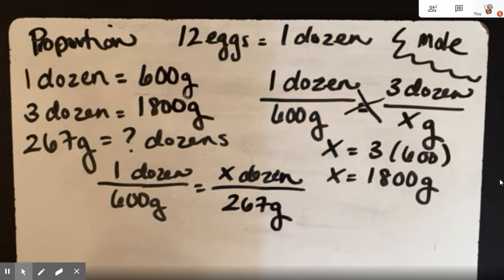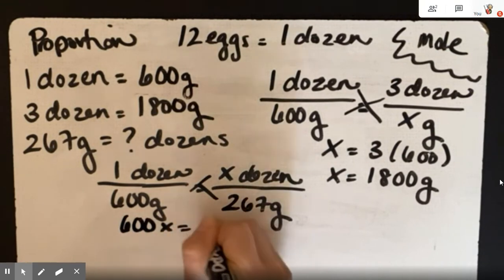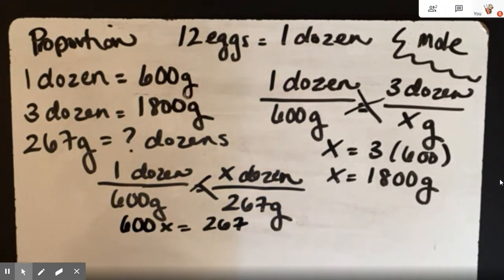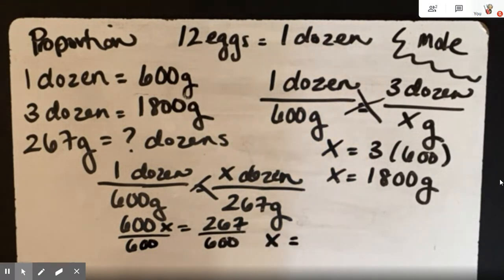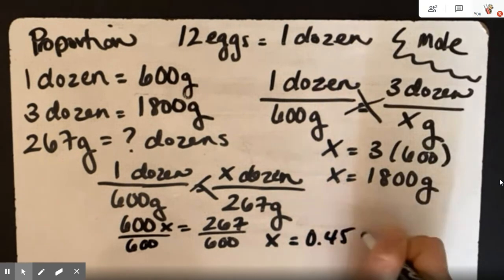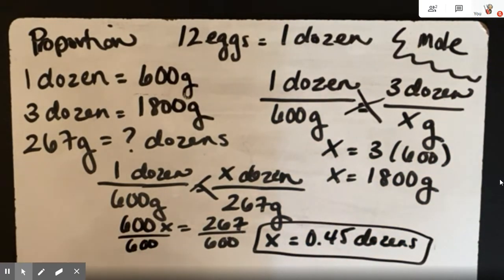But the math is still the same. We just cross multiply and solve for x. It just takes a little longer to solve for x this time. Cross multiply, you have 600x equals 267. And then to solve for x, we can just divide both sides by 600. And we find that x is equal to 0.45 dozens. So now we know that 0.45 dozen eggs, or just about half a dozen eggs, weighs 267 grams. Now, this doesn't sound that useful, but trust me, it is.